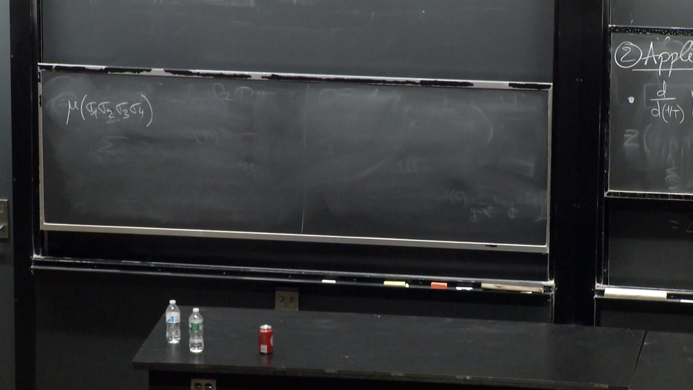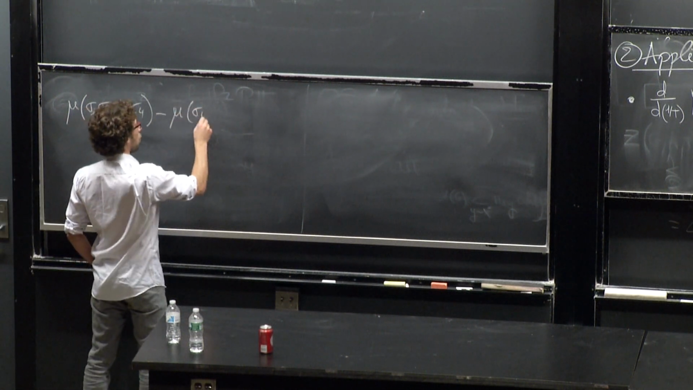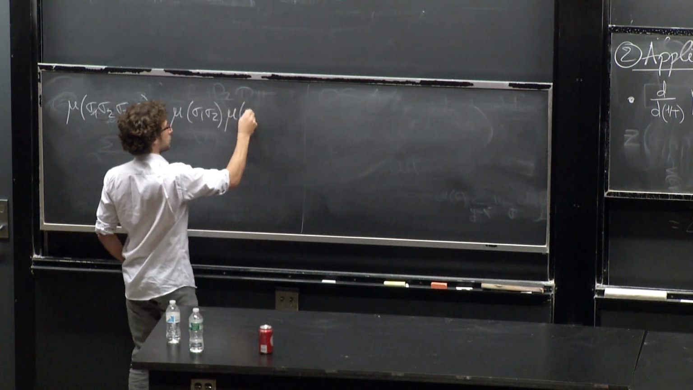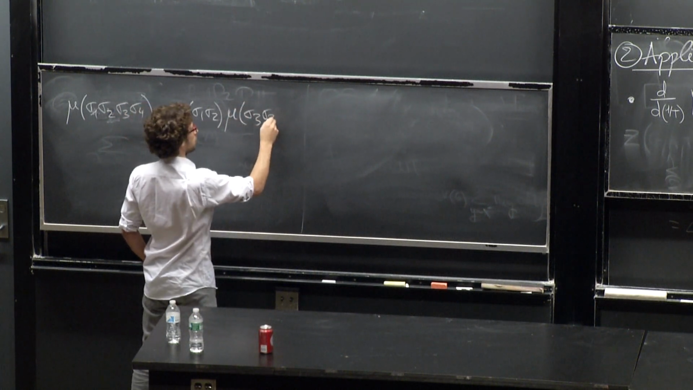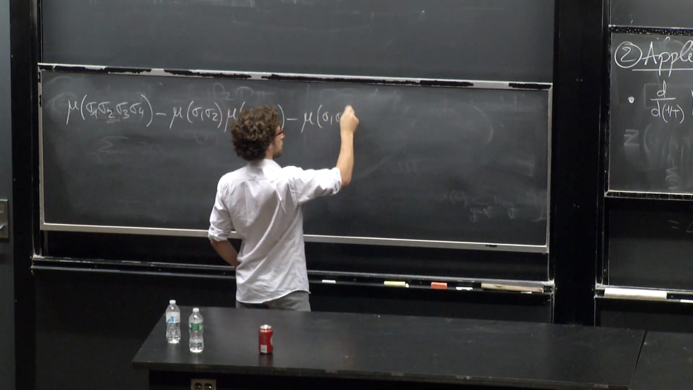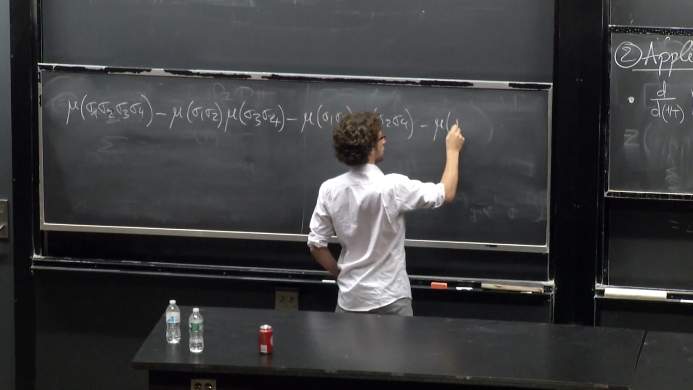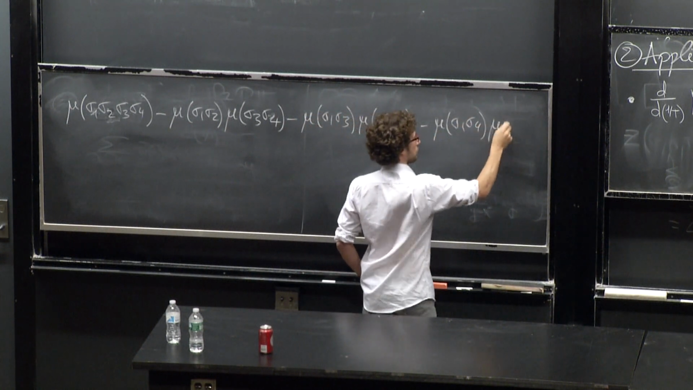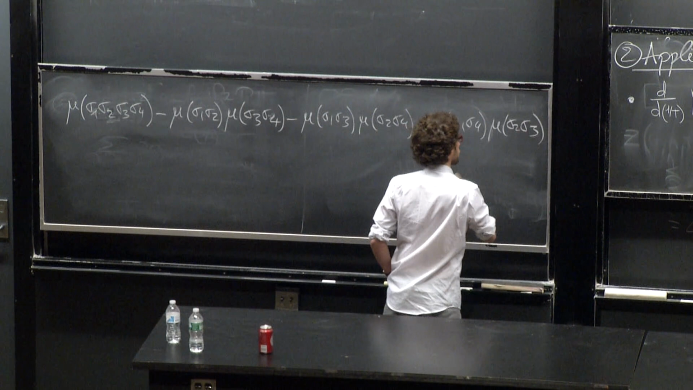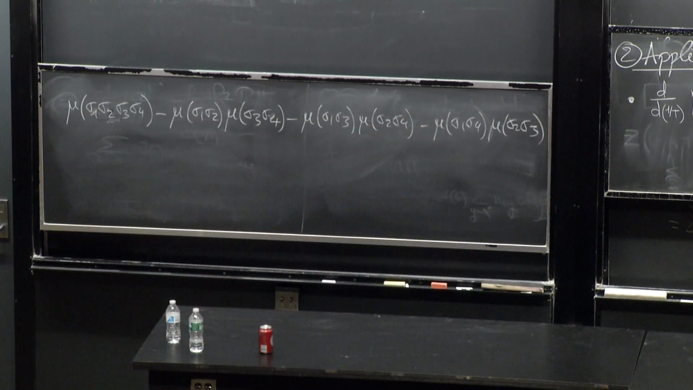If you had a Gaussian process, you would truncate it by the Wick product, meaning you subtract all the possible pairings. So you do sigma 1, sigma 2 times sigma 3, sigma 4, minus mu of sigma 1, sigma 3 times mu of sigma 2, sigma 4, and minus mu of sigma 1, sigma 4 times mu of sigma 2, sigma 3. And this is really a quantity you want to understand as a field theorist.